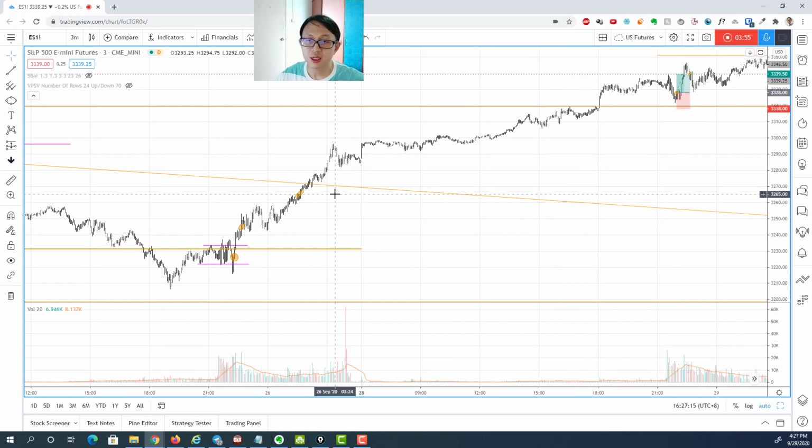Before I dive into the setup, let me give you a bit of the context, because in trading, context is very important. We can't really just narrow down or focus purely on the price, or purely on the pattern alone, or just on the volume alone. So we just need to read everything in the context.